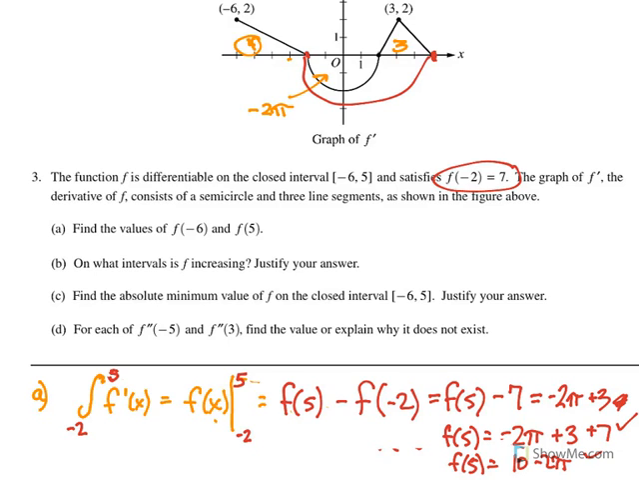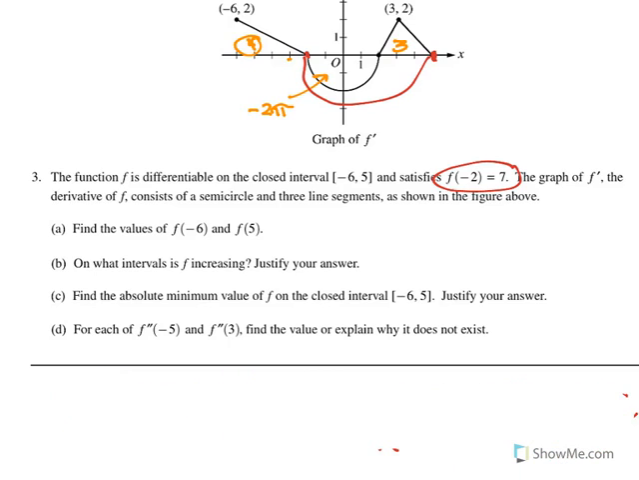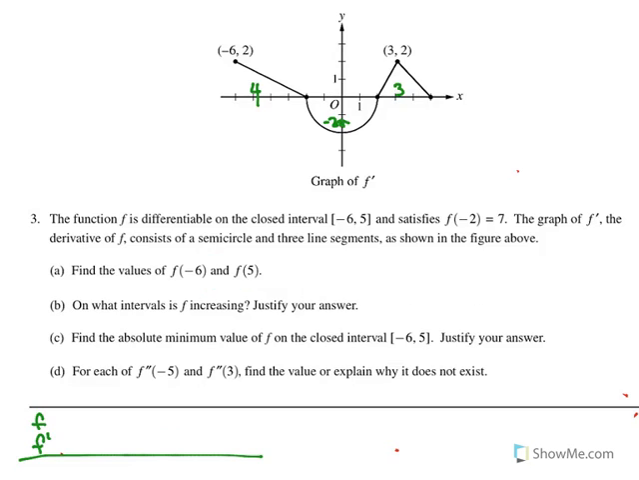Okay, let's take a look at part B. On what intervals is f increasing? Well, f is increasing when f prime is positive. So I make a little number line map, f prime and f. So let's look at f prime.